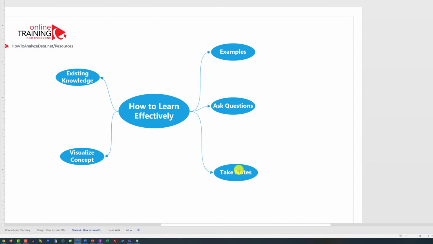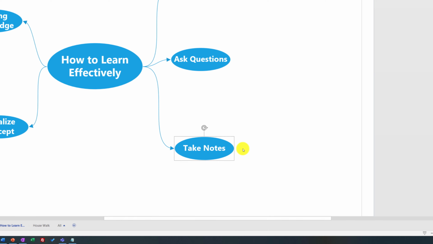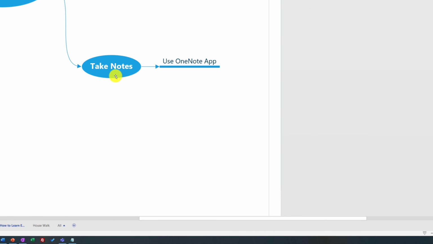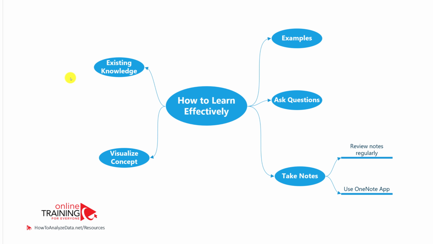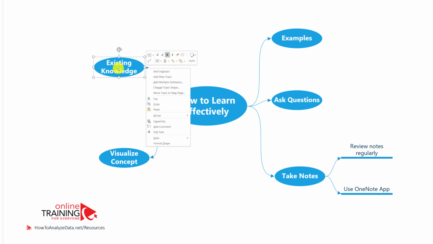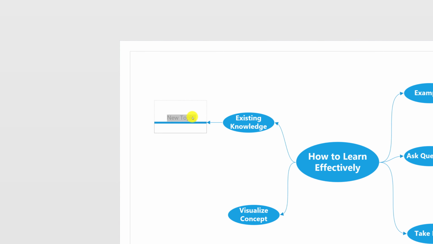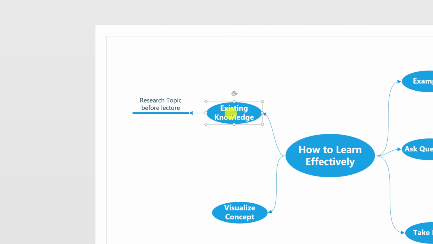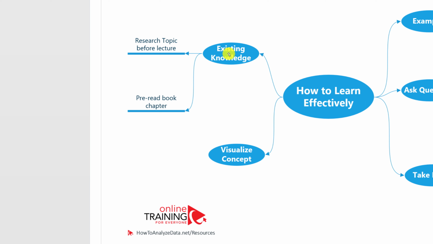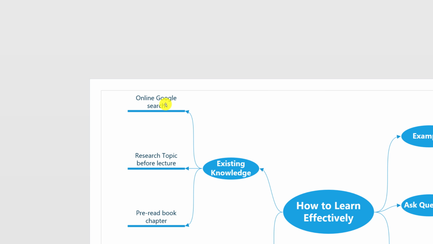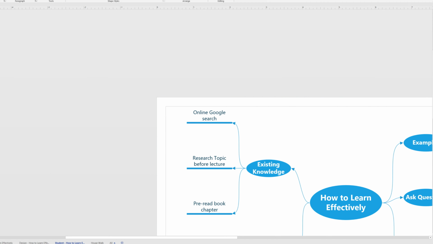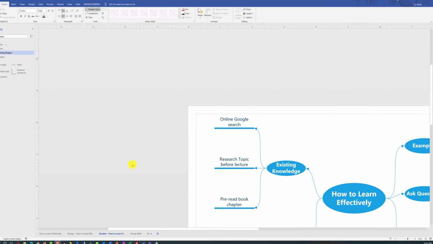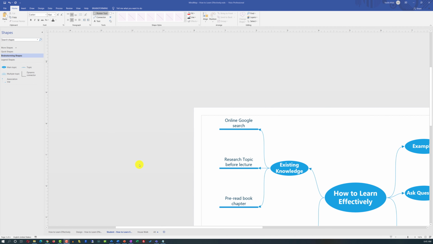For example, to take more effective notes, you can use the OneNote application, and you can also review your notes more regularly. You can also do a couple of things to connect new knowledge to something you already know. For example, you can research the topic before the lecture. You can also pre-read the book chapter, and you can also do an online Google search on the topic. What's interesting is that an online Google search and pre-reading of the book chapter could be variations of researching the topic before the lecture. It doesn't matter where you put them, as long as you capture the idea on the mind map and also follow the process.